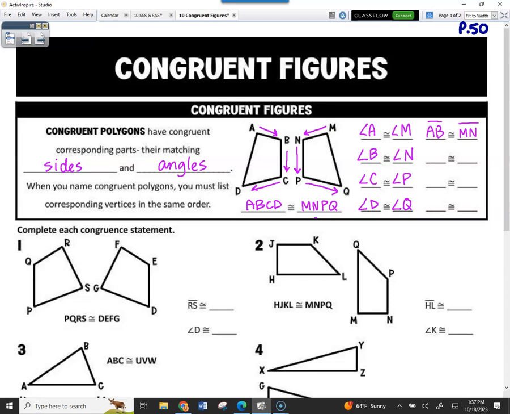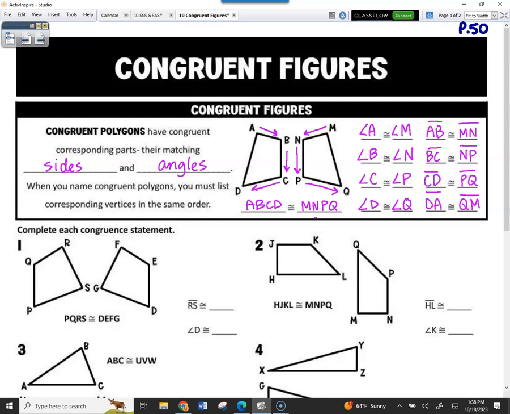So then BC is congruent to NP. Yes. Then CD is congruent to PQ. DA. And then, so you might be thinking, okay, I've run out of letters, but now you can go from the last letter to the first letter, right? So DA is congruent to QM. You could do AD if you wanted to. If you do AD, then you need to do MQ.